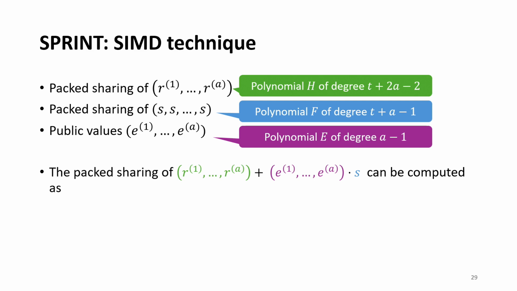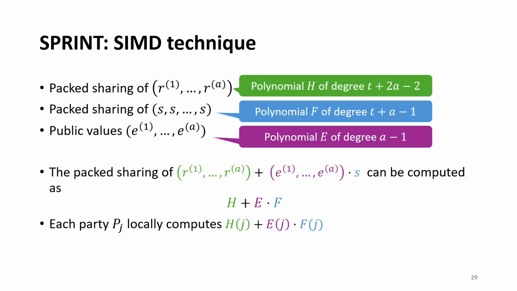Then the packed sharing of the a signatures, so different R's plus different E's times S, can be captured by polynomial H plus polynomial E times polynomial F. So what does this mean? It means that each party Pj can locally compute the multiplication of the share of E and the share of F, so E of j times F of j here, and then add the share of the R, which is H of j here. Of course, to make this work, we need to increase the degree of H to t plus 2a minus 2.